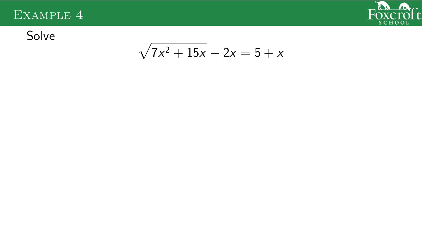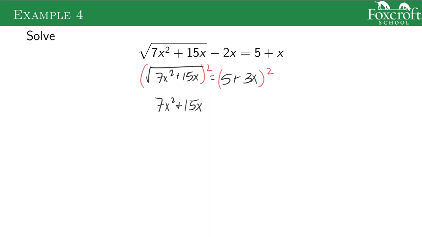Okay, here's another one. Again, you can try it on your own. But again, the first thing you should do is get the square root by itself. Now I want to square both sides. For the right-hand side, remember to FOIL, so I always like to write this to the side to remember all the FOIL stuff I have to do. So first, outer, inner, last.